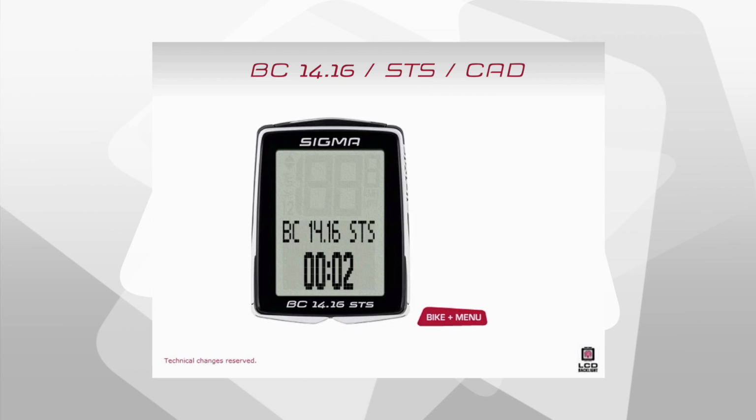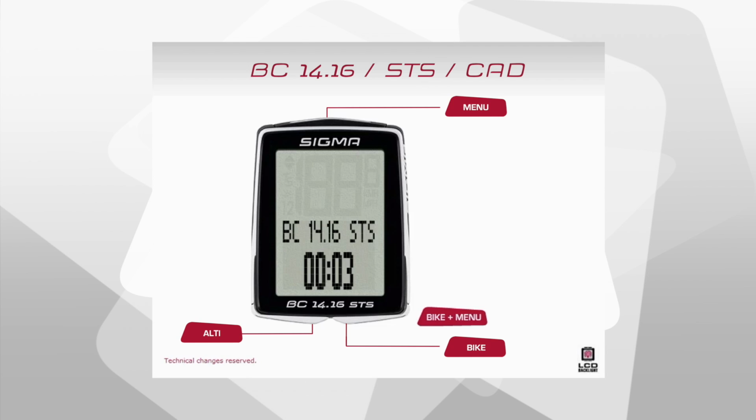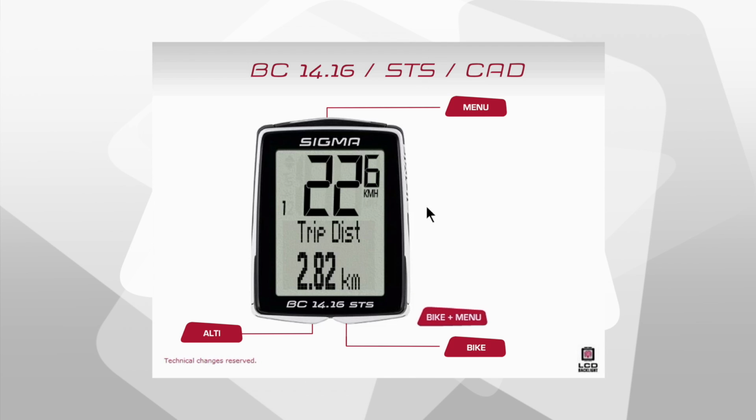This video explains the functions of the BC 14.16, BC 14.16 STS, and BC 14.16 STS CAD. The computer has a clearly structured display and is operated using 3 buttons. The large menu button is above the display, the ALTI button at the bottom left, and the bike button at the bottom right. In standby mode, the bike computer displays the name BC 14.16 or BC 14.16 STS and the current time. When you set off on your bike, the computer is automatically activated.